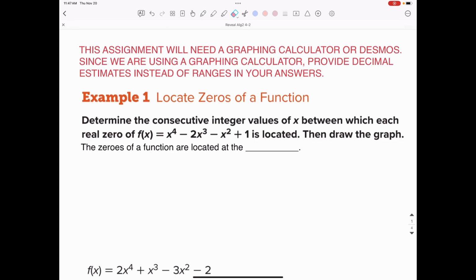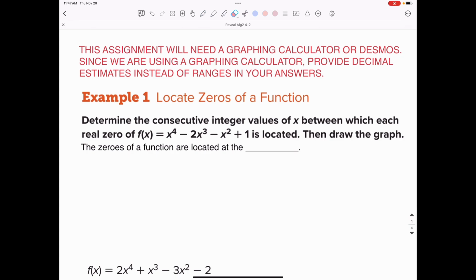The first example says we are going to determine the consecutive integer values of x between which each real zero of f of x equals x to the fourth minus 2x cubed minus x squared plus 1 is located, then draw the graph. First off, what does it mean to find the zeros of a function?